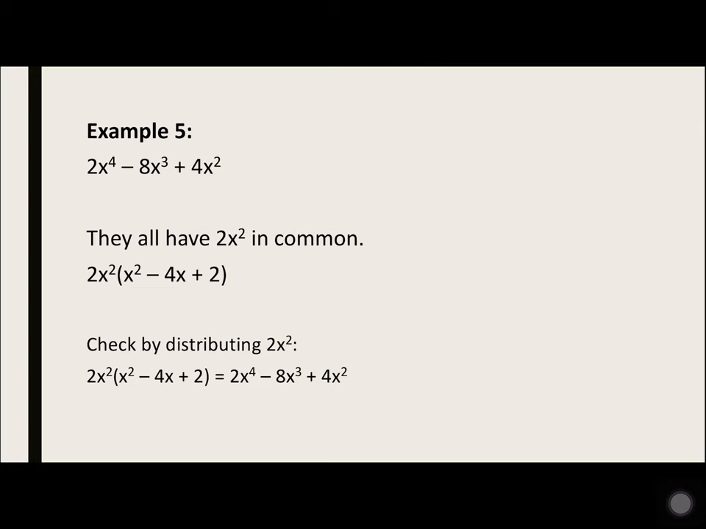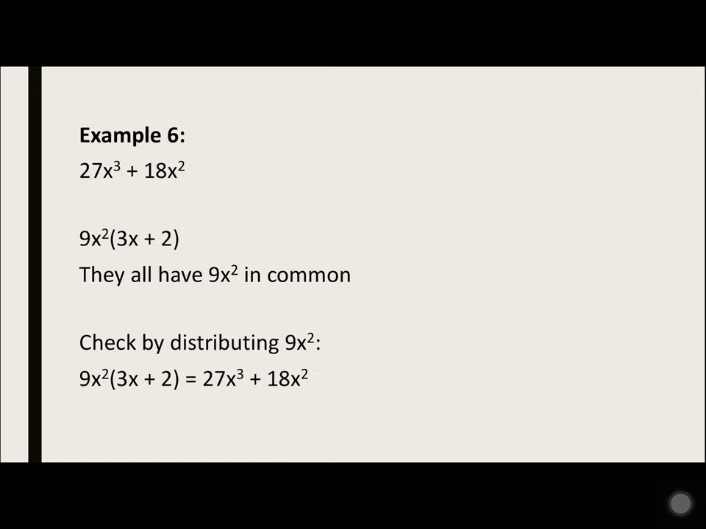Example 5. 2x to the 4th minus 8x cubed plus 4x squared. They all have a 2x squared in common. 2x squared will go out front. Put in the parentheses what would need to multiply. 2x squared times x squared is 2x to the 4th. 2x squared times minus 4x is minus 8x to the 3rd. 2x squared times 2 is 4x squared.